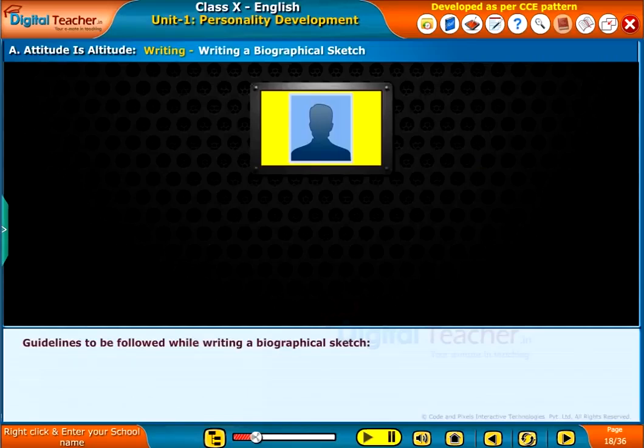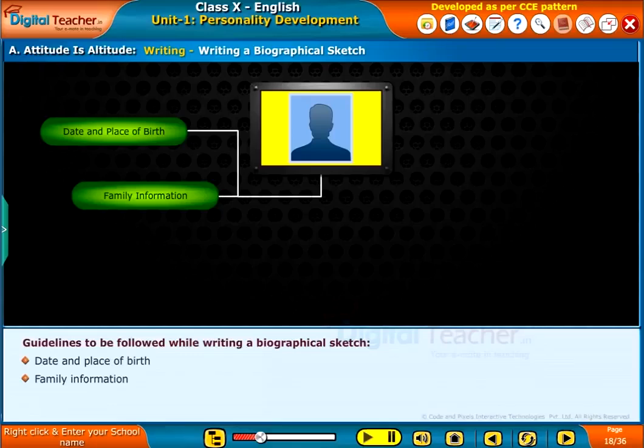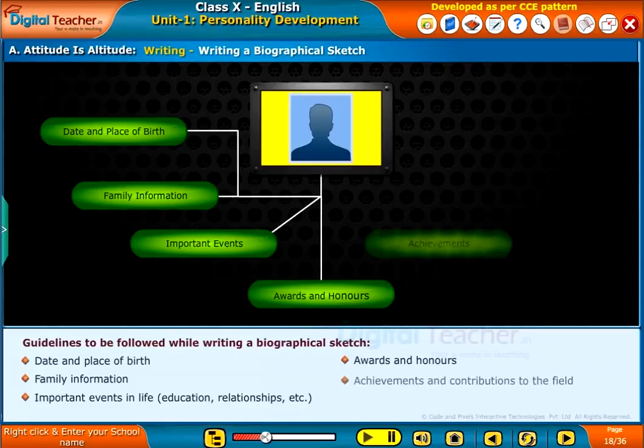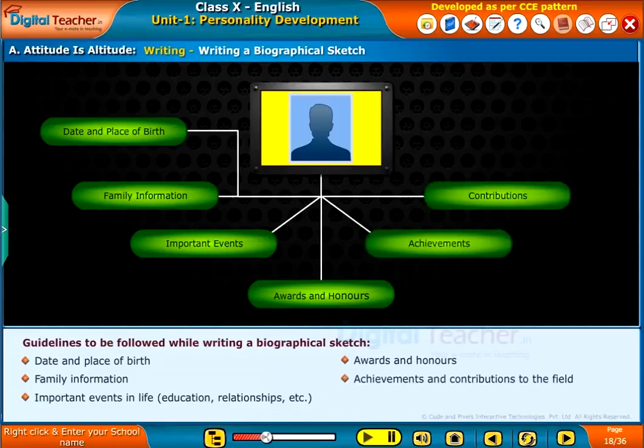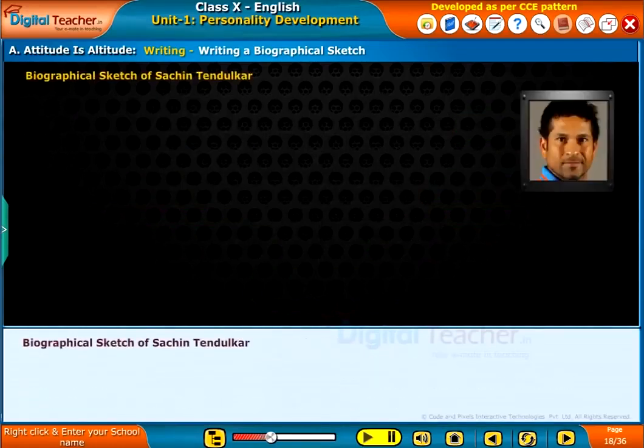There are a few guidelines to be followed while writing a biographical sketch. Let us learn about them. Date and place of birth, family information, important events in life like education, relationships, etc., awards and honors, achievements and contributions to the field, and fame, legacy. Let us look at a biographical sketch of Sachin Tendulkar written based on the clues we have discussed.